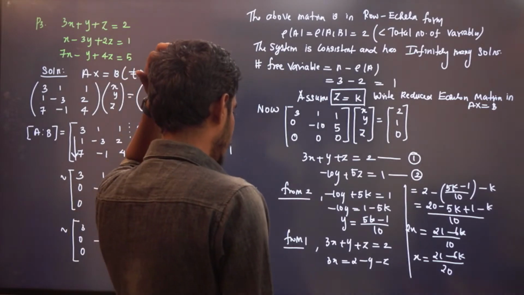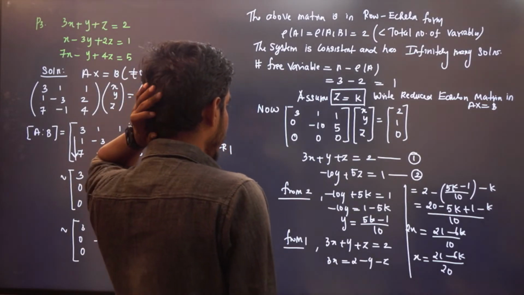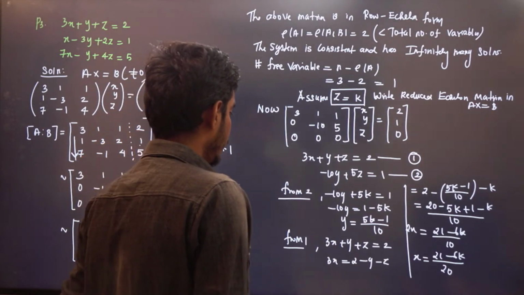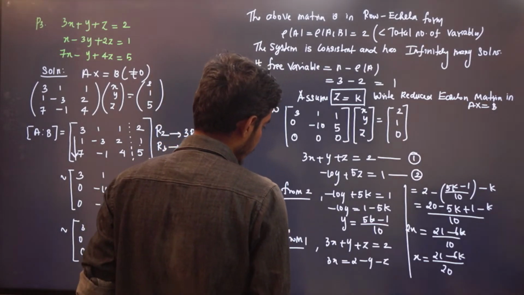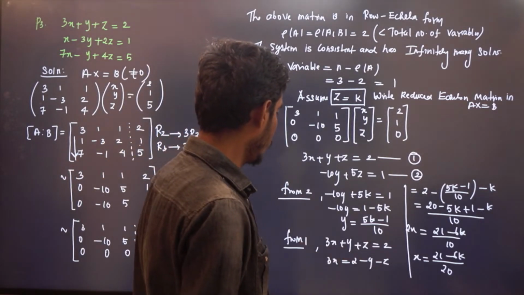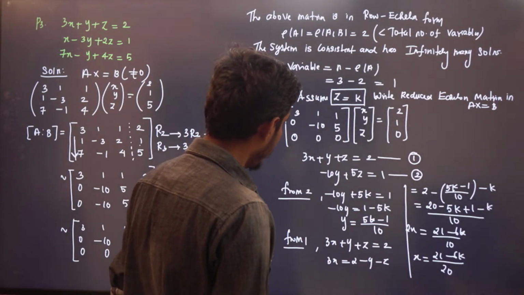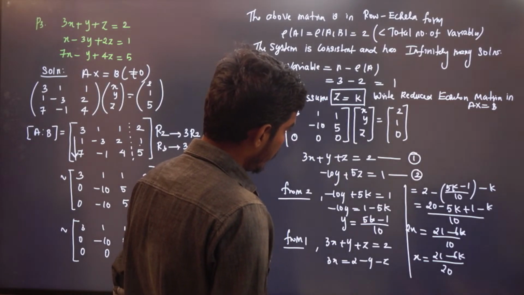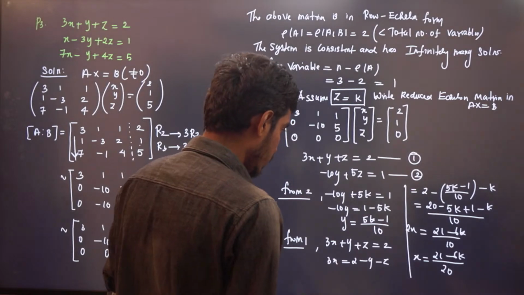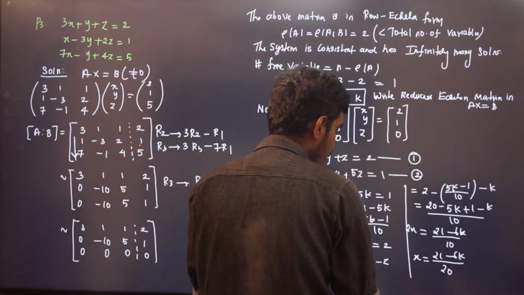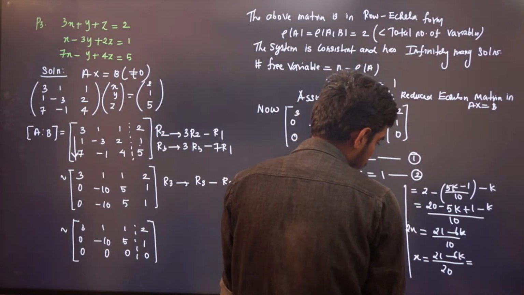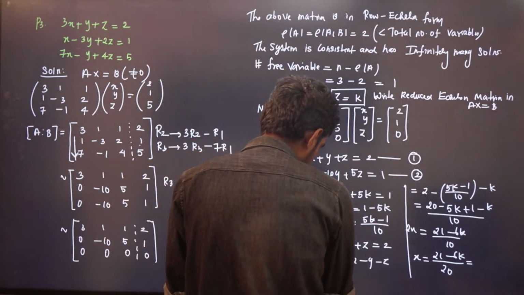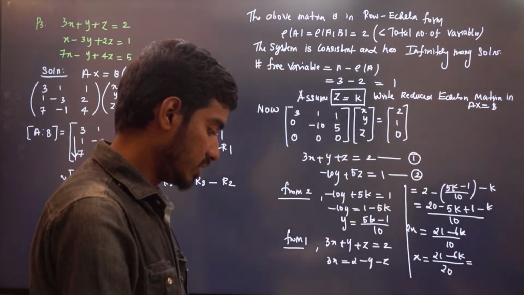3x plus y plus z is 2. So minus 10y plus 5z is 1. So minus 10y is 1 minus 5k. So y is (5k minus 1) by 10. So 3x is 2 minus y minus z, that is (20 minus 5k plus 1 minus k) by 10, so (21 minus 6k) by 10. Yes, this is your solution. So if you take 3 outside, 3 by 20. I'll just check the solution.